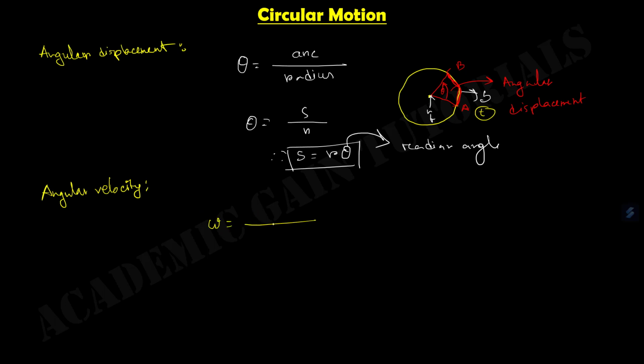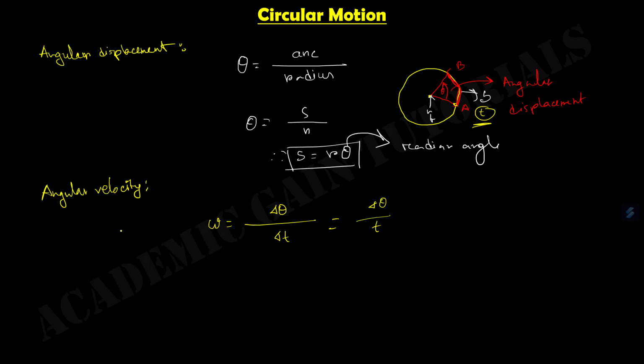We can write omega equals to del theta divided by del t. When it goes from point A to point B, it takes time t, and the displacement from point A to point B is, suppose, del theta. So we can write angular velocity omega equals del theta by del t, or we can write this as del theta by t. So this is our definition. By the definition of angular velocity, we can write this as that.